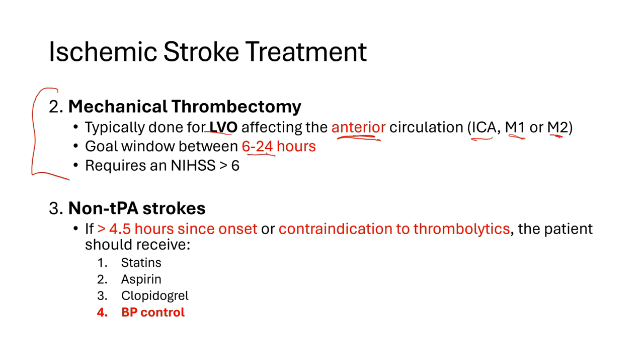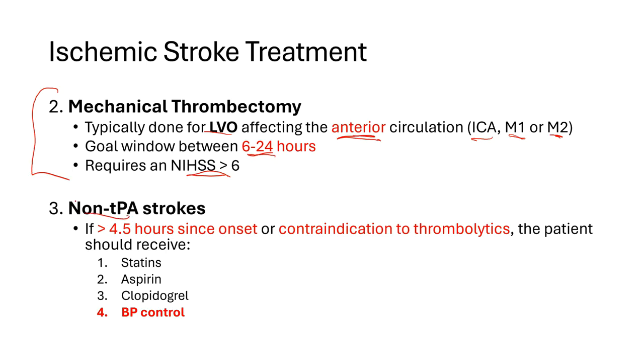The goal window is between 6 to 24 hours, and this typically requires a stroke scale greater than 6. The reason being is because mechanical thrombectomy is invasive, so we want to make sure that they're going to get some benefit out of it. If they have a very mild stroke and they only have a stroke scale of 1 or 2, there's no real reason to put them at such a risk. It is also important to know, just for clinical practice, that you typically can benefit more, studies show, from mechanical thrombectomy and receiving thrombolytics at the same time or during the same visit. So that is not a contraindication to getting a TPA.